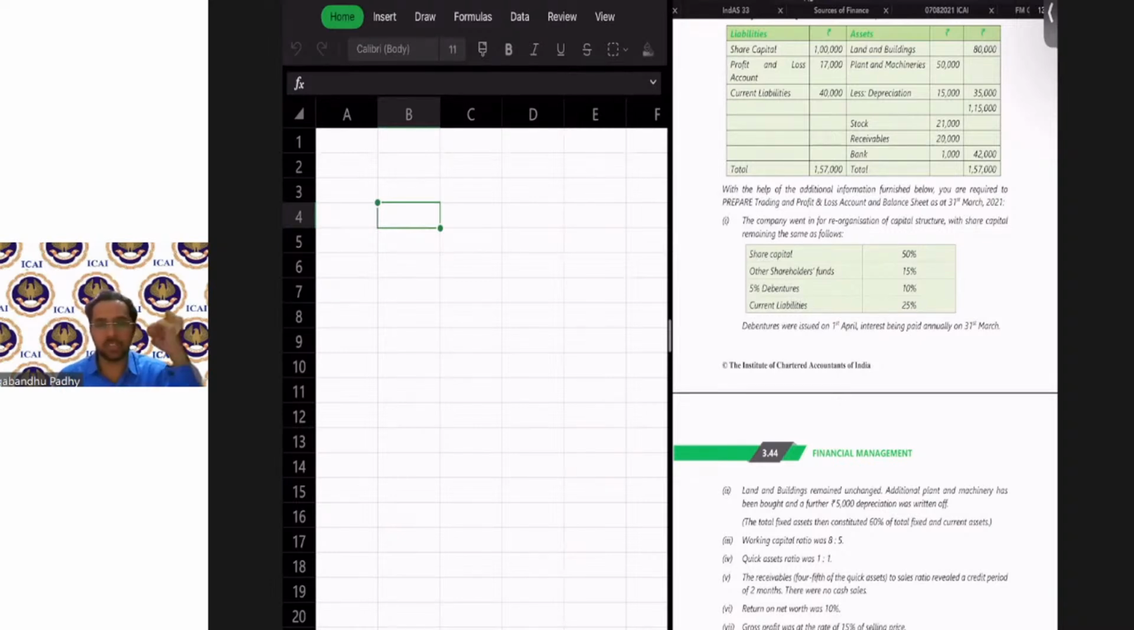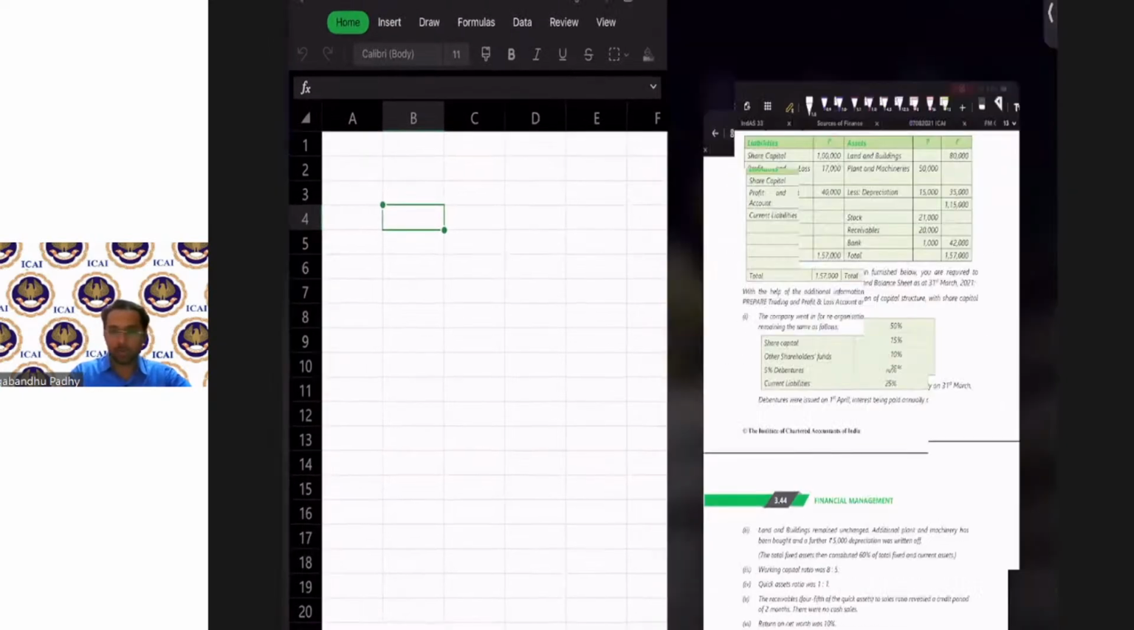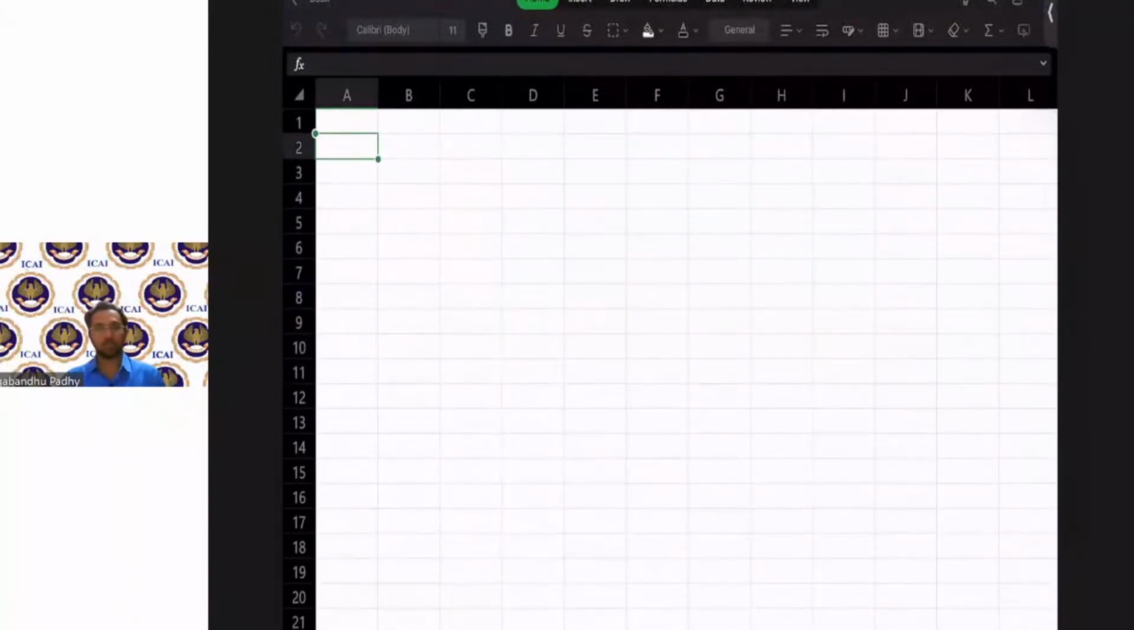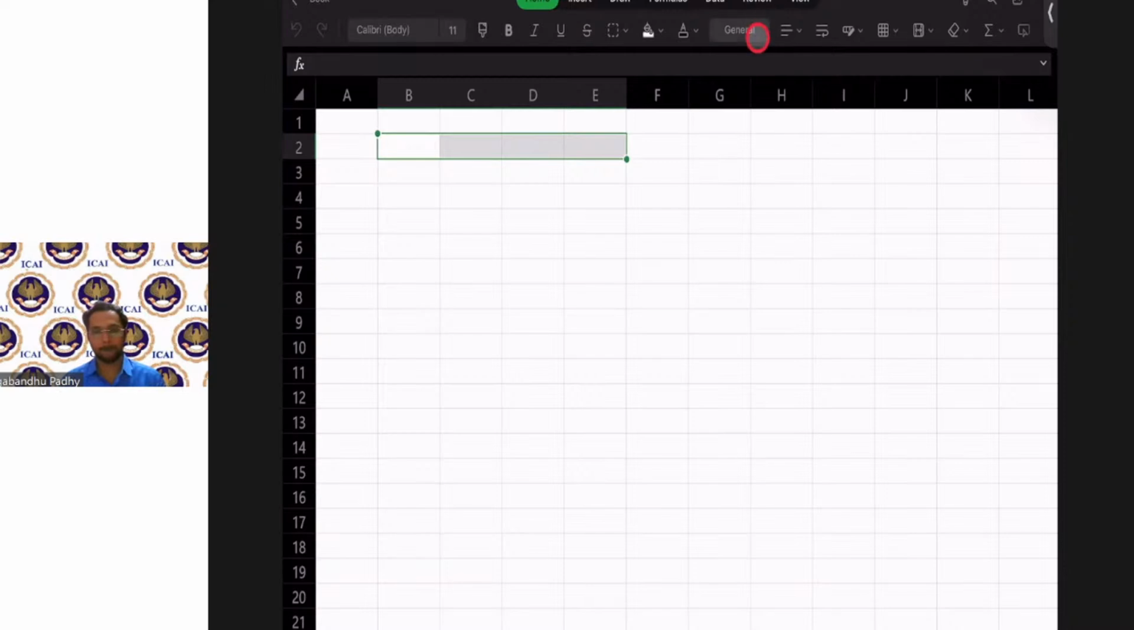Now, for this question, primarily, let's first prepare the format. And that format we can think of from the point of view of the projected profit and loss account and the balance sheet. Let's try to prepare that format. Okay, so let's keep the projected P&L and the balance sheet. We need the 4 columns. Okay, and here we go.